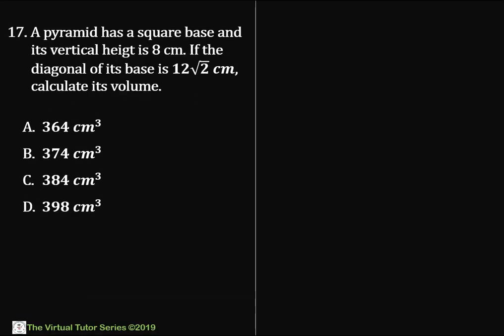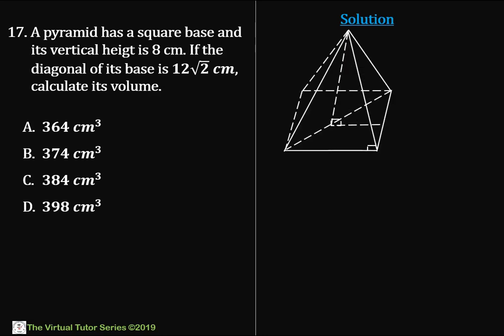Question 17. A pyramid has a square base and its vertical height is 12 centimeters. If the diagonal of its base is 12 root 2 centimeters, calculate its volume. Solution. Here is a sketch of our pyramid with height 8 centimeters and the diagonal of its base as 12 root 2 centimeters. The base of the pyramid, we are told, is a square. Therefore, its length and width are equal, and this is represented by x.